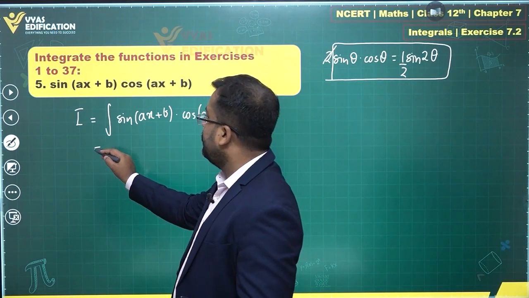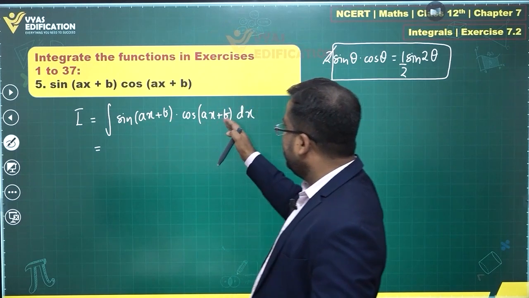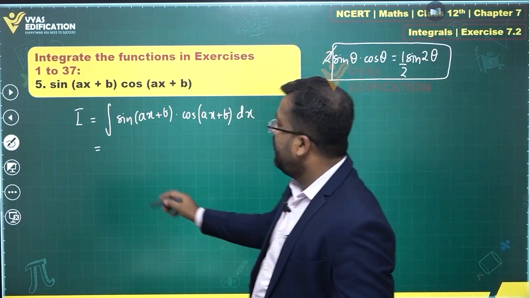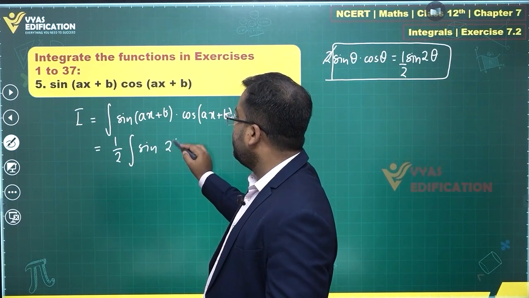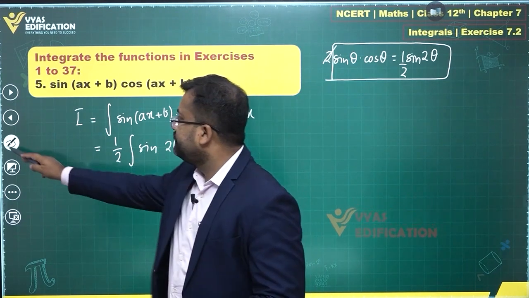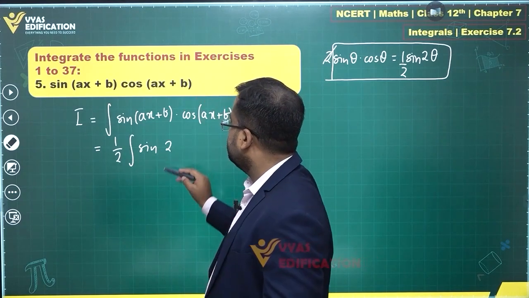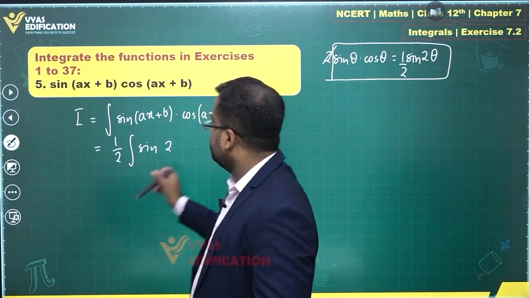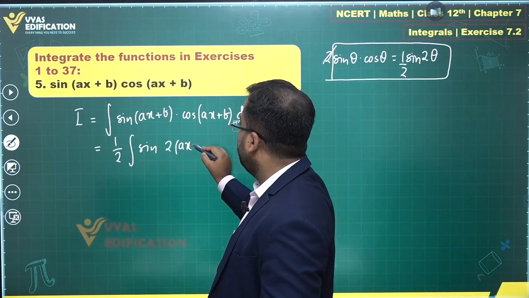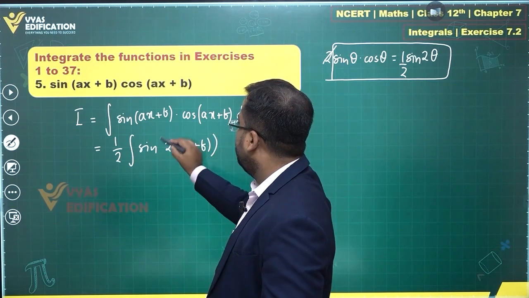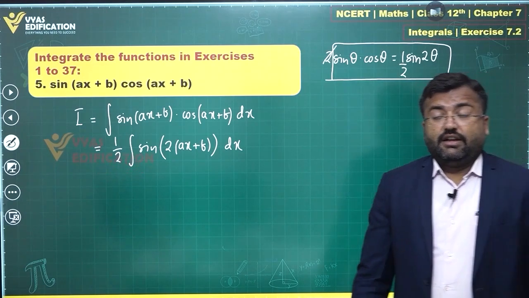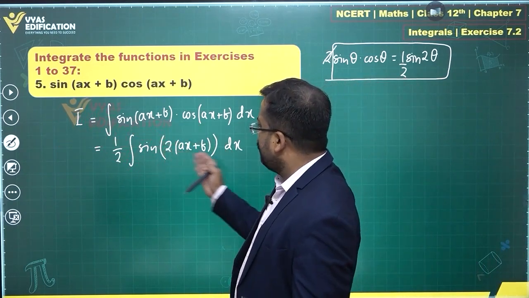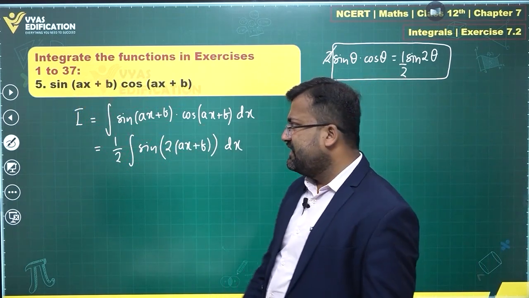This integral will convert to what? Sine theta cos theta will be half of integral sine 2 times ax plus b dx. This is what you have. Right. And this is a simple sine. This looks like sine 2 theta, right? How do we handle this?